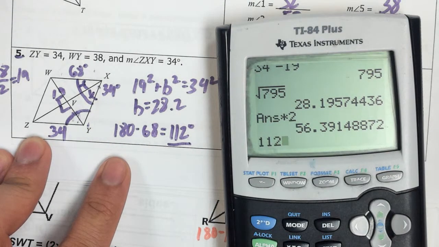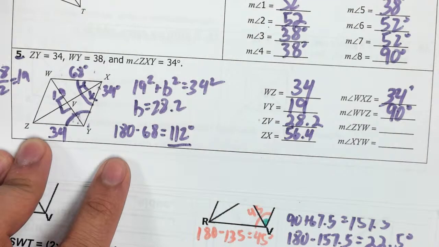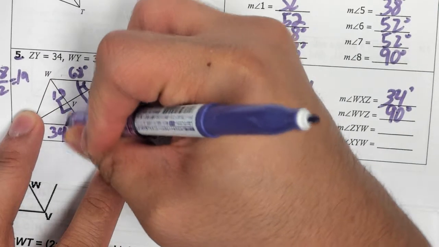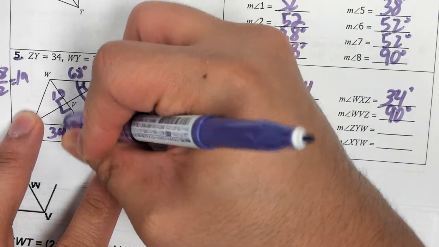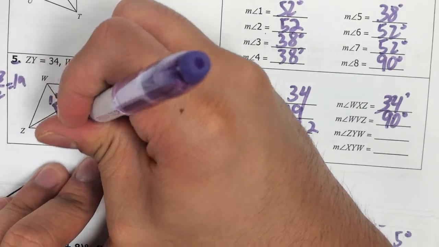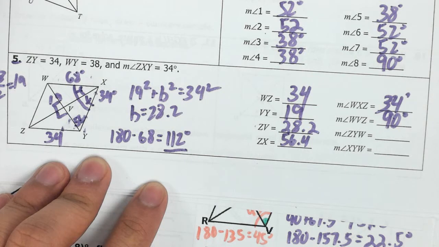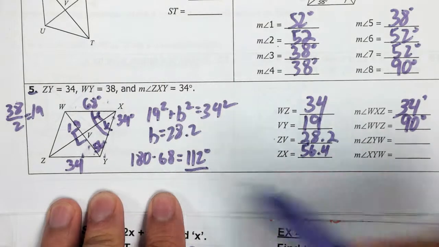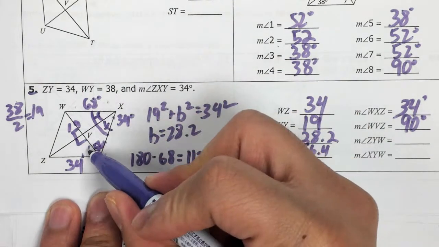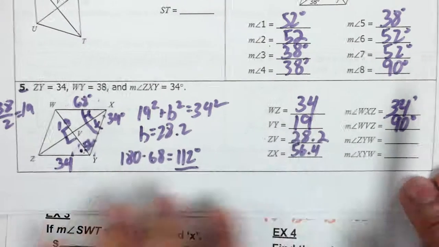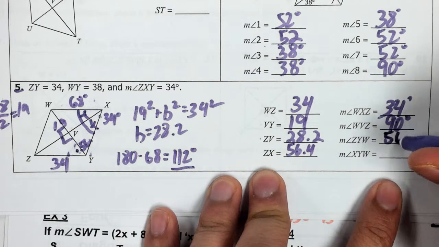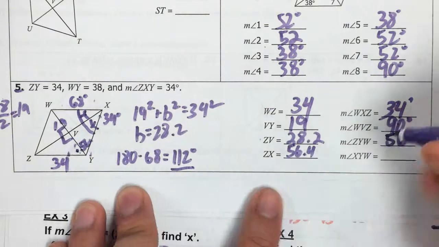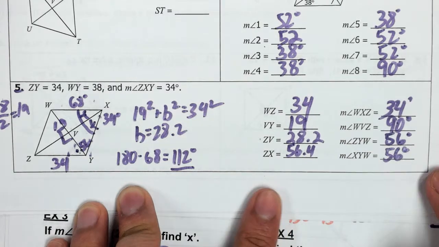I can cut that in half to get 56, which tells me that this is 56. Which makes this 56 degrees, and again, this angle is bisected, so this other part right here, ZYW, is also 56 degrees. And XYW, which we already solved as 56 degrees.